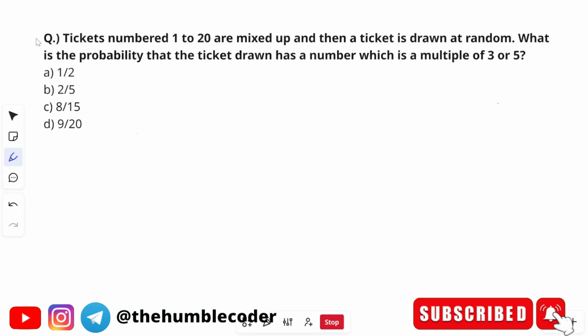So guys, let's look at the first question that we have. Tickets numbered 1 to 20 are mixed up, and then a ticket is drawn at random. What is the probability that the ticket drawn has a number which is a multiple of 3 or 5? Let's see how we are going to solve this question.